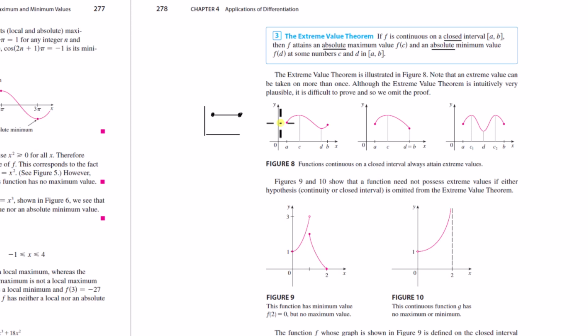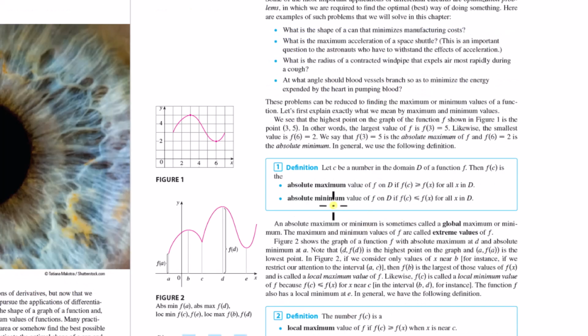The absolute, the global. So what's the absolute max and min here? Well, let's come back to the definition of absolute max and min. So if we had that straight line from the endpoints, closed interval, let's say we're looking at f(4).